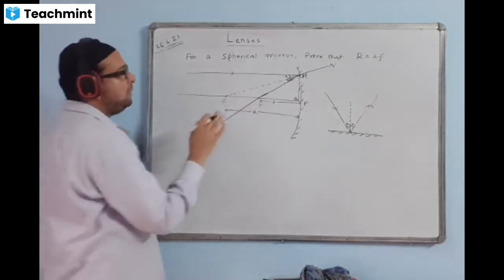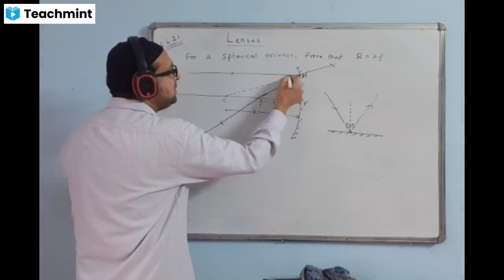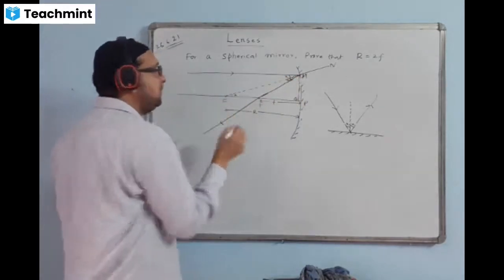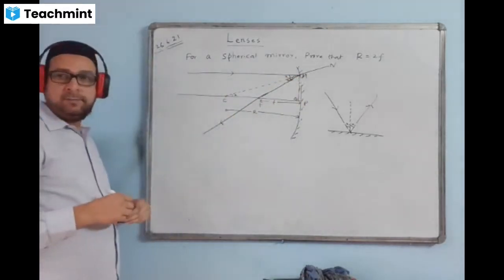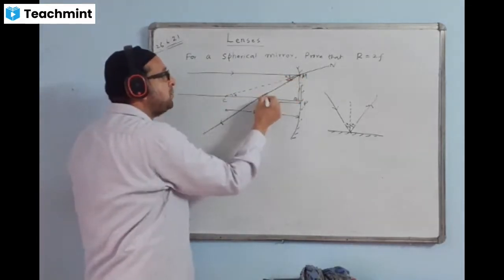First we'll write the value of the angles here. This angle is x, so this angle will also be x, being interior alternate angles. This whole angle is 2x, so this angle will also be 2x.